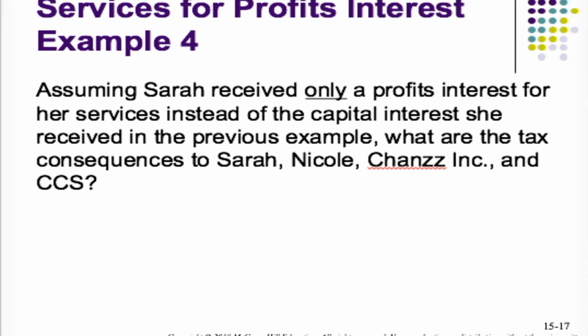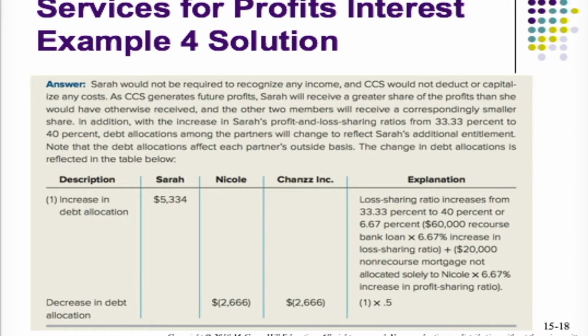Now, assuming Sarah received only a profits interest for her services instead of the capital interest that we just talked about in the last example, what would each entity's tax consequences be? So Sarah would not be required to recognize any income. CCS would not deduct or capitalize any costs.